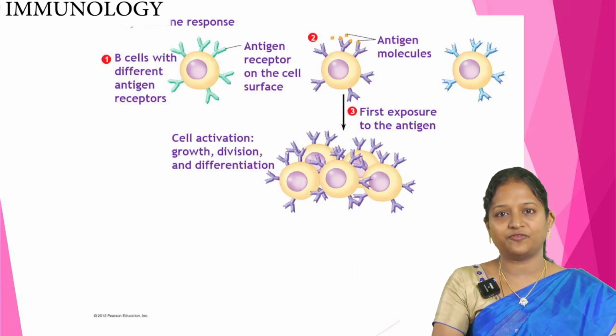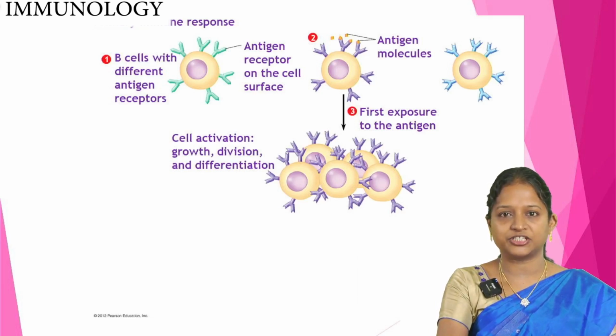For example, if an antigen is encountered, different B cells will try to form a complex with the antigenic molecules, and the best, high affinity B cells which have the binding sites for that particular antigen will be selected by clonal selection.